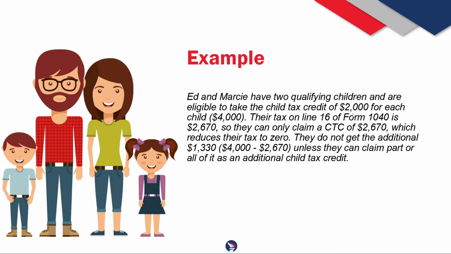Ed and Marcy have 2 qualified children eligible to take the child tax credit of $2,000 for each. That's $4,000 of total tax credits. Line 16 on the 1040, which is the taxes they owe, is $2,670. So they claim a child tax credit of $2,670, so they owe no tax. They don't get the additional $1,330 unless they can claim it as a part of the additional child tax credit.